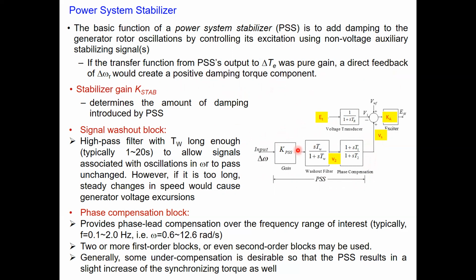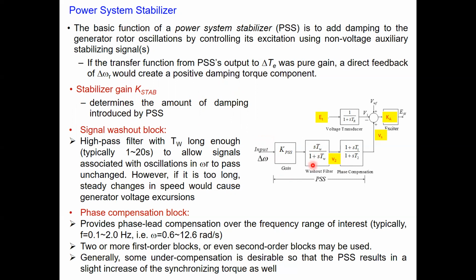There are three stages, three blocks, in the stabilizer design. The first one is the gain, the stabilizer gain. That provides how much damping ratio should be improved or enhanced by the power system stabilizer. Then again, here we have some filter, a washout filter.